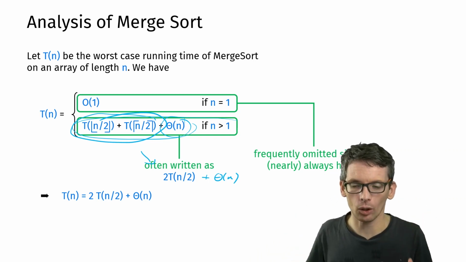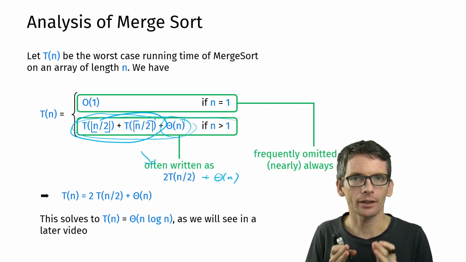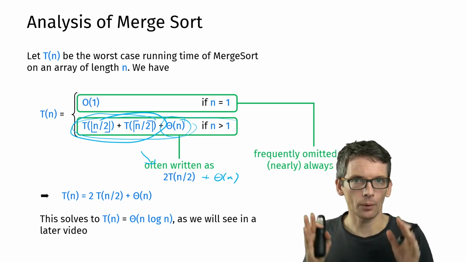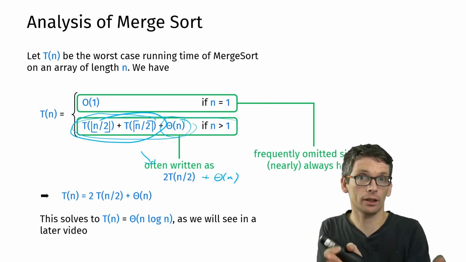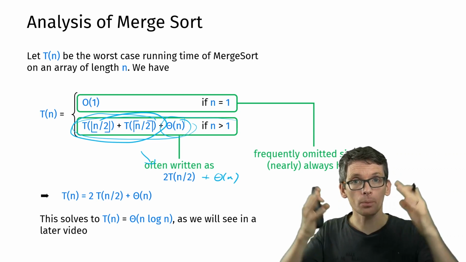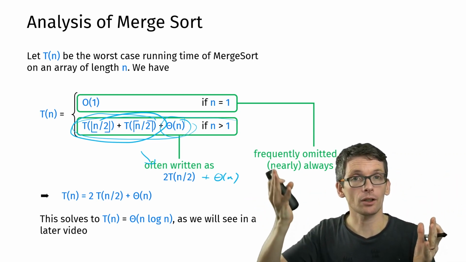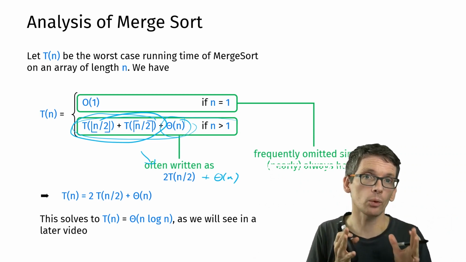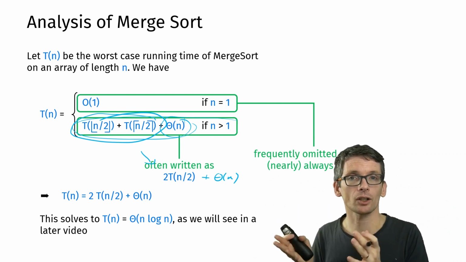Let me tell you what this solves to. It solves to T of n is order n log n. And we'll see in a later video how to solve recurrences and how to figure out that this is n log n. But just to put this into context, n log n is much faster than n squared. So this is a much more efficient algorithm than insertion sort or selection sort.